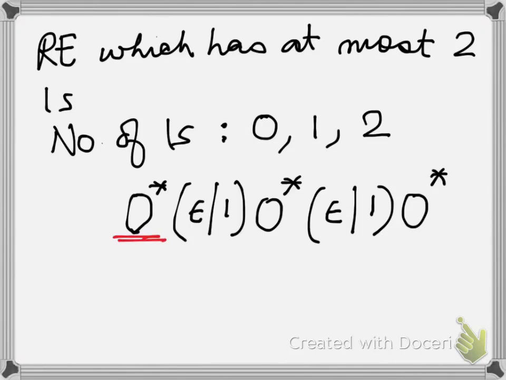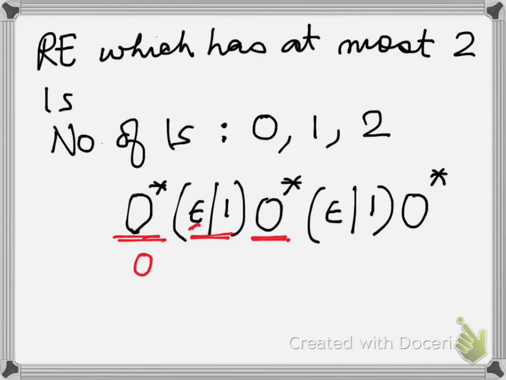So suppose I pick 1 0 out here. Then from the second part, I decide to go with epsilon. That means I don't have a 1, I have epsilon, so I don't have anything out here. Then I go to the next, that is 0 star.